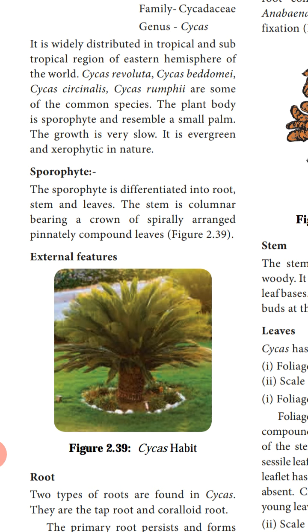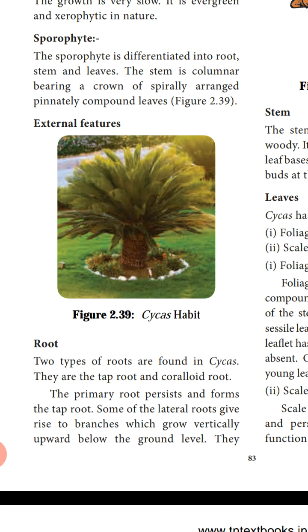So the stem is columnar, that is pillar-like, and has a crown of spirally arranged leaves on the top, and each leaf is a pinnately compound leaf. Pinnae, as I told you, are the small leaflets. On a rachis, numerous leaflets are present, so they are called pinnately compound leaves. Next, about the root. Two types of roots are found in Cycas: the taproot and the coralloid root.